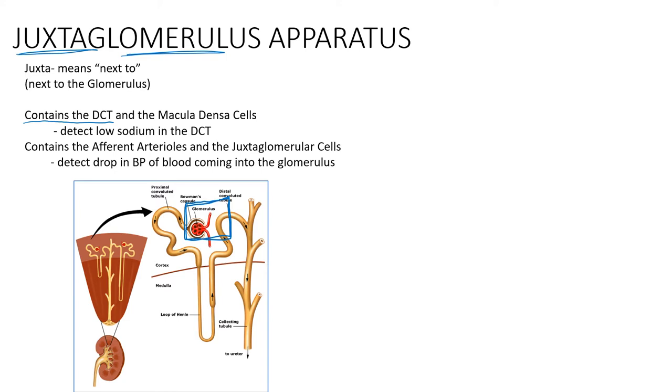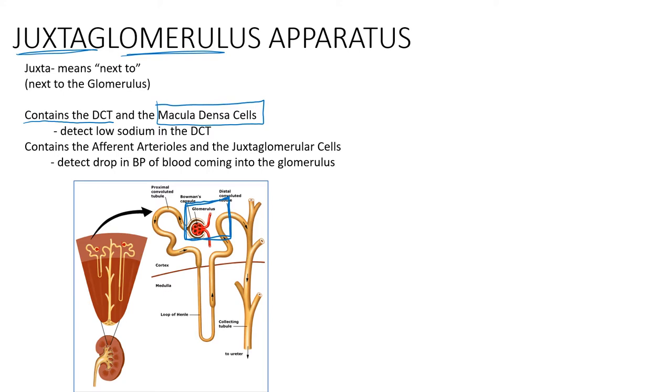Okay, so it does contain part of the distal convoluted tubule, and the distal convoluted tubule has these special cells in it called macula densa cells. Now, these macula densa cells within the distal convoluted tubule detect low sodium. And when low sodium is detected, they communicate with the juxtaglomerular cells to secrete renin.